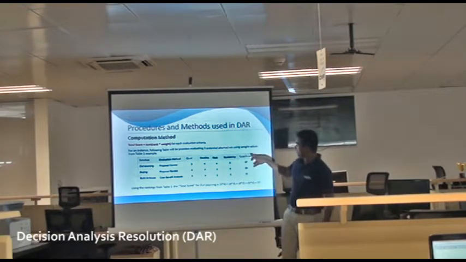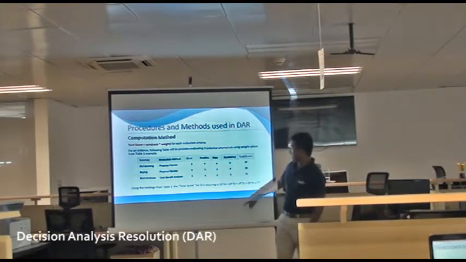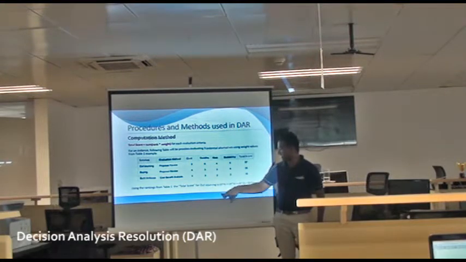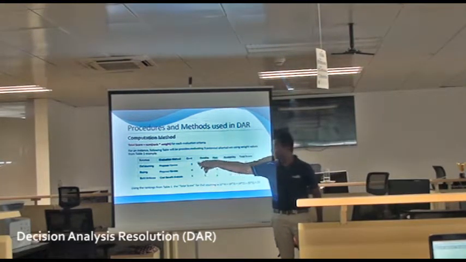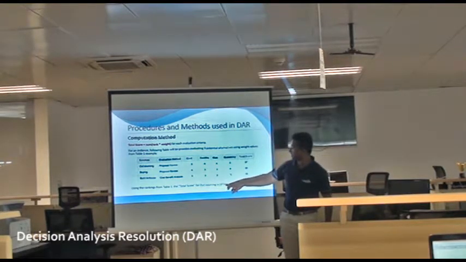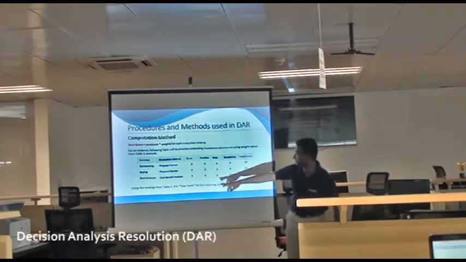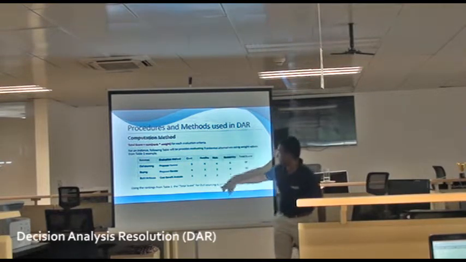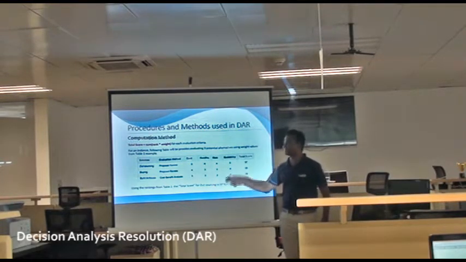So how you do the scoring is that you multiply the weight versus the ranking to get the total.